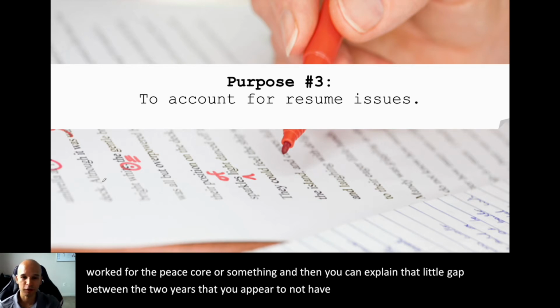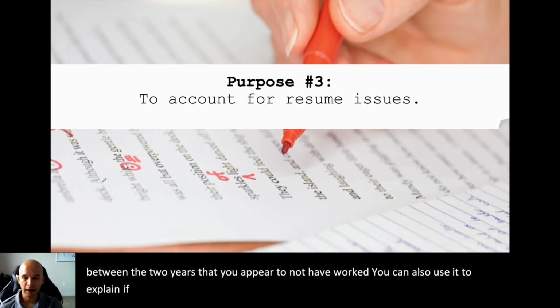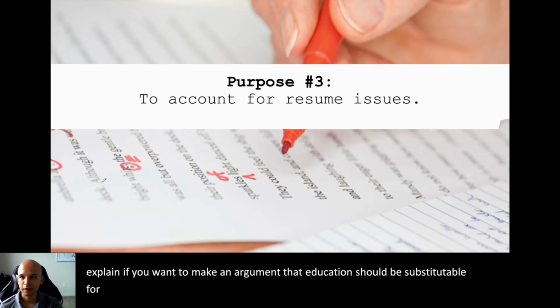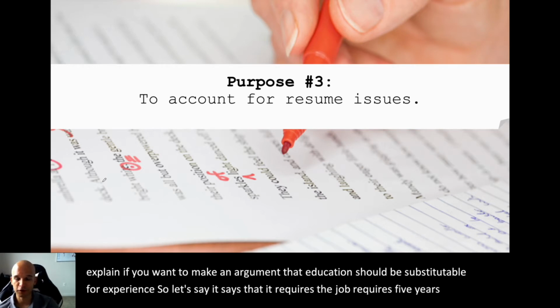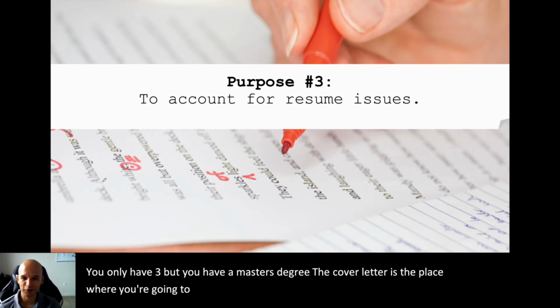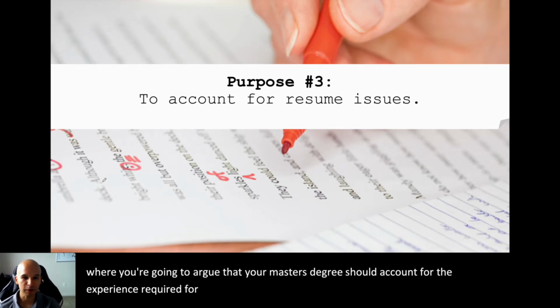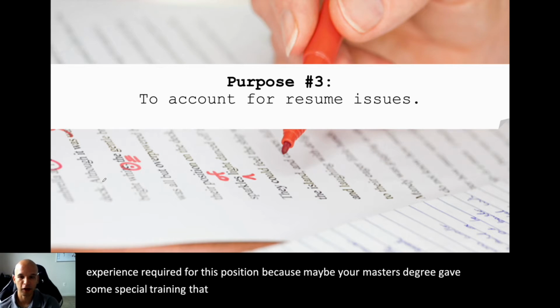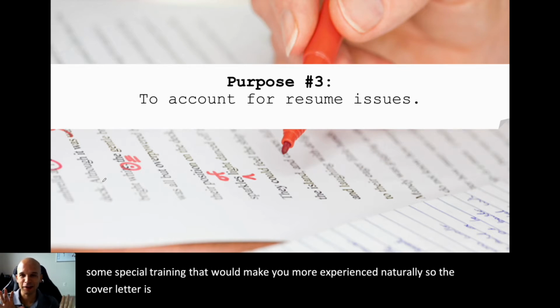You can also use it to explain if you want to make an argument that education should be substitutable for experience. So let's say it says that the job requires 5 years experience. You only have 3, but you have a master's degree. The cover letter is the place where you're going to argue that your master's degree should account for the experience required for this position. Because maybe your master's degree gave you some special training that would make you more experienced naturally.